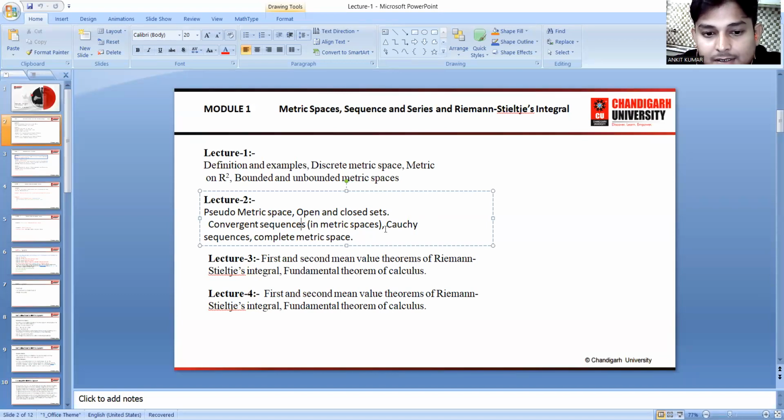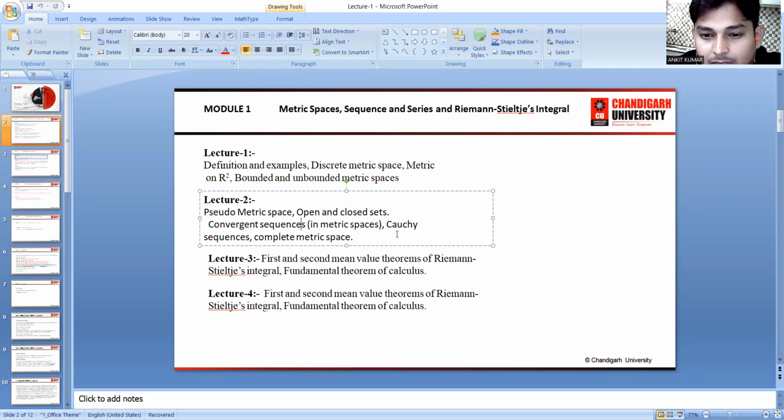After that, Cauchy sequences and complete metric space. What are Cauchy sequences, and what are their main properties? We will prove that every convergent sequence is Cauchy, but not every Cauchy sequence is convergent. And we will prove that if every Cauchy sequence is convergent, then it is a complete metric space.